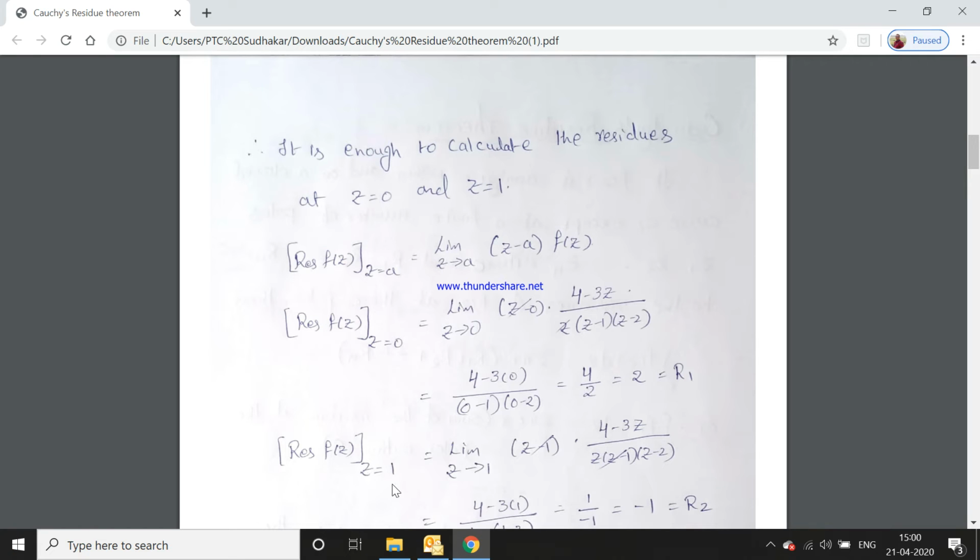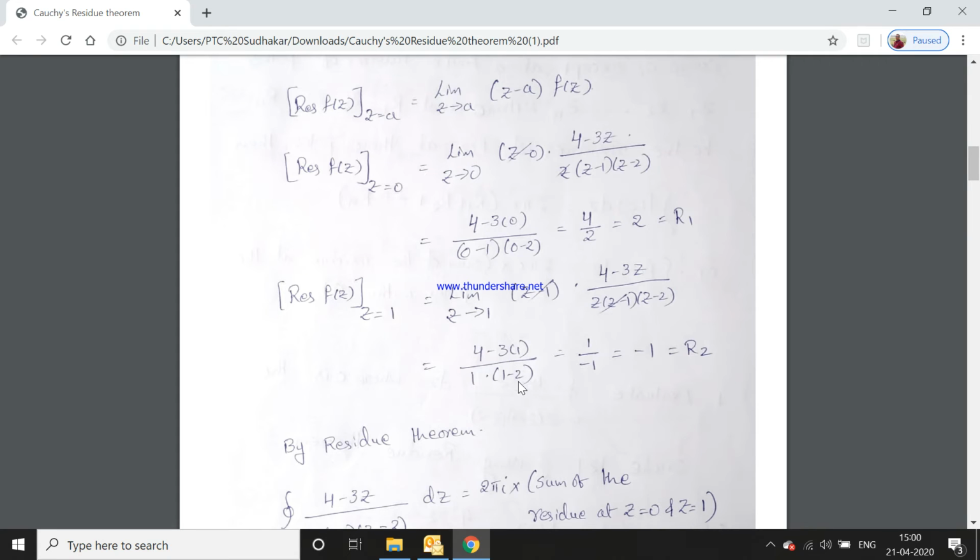Next, the residue at z equal to 1: limit z tends to 1 of (z minus 1) times f(z), that is (4 minus 3z) by z(z minus 1)(z minus 2). The z minus 1 factors cancel. Then applying z tends to 1, that is (4 minus 3) by 1 times (1 minus 2), that is 1 by minus 1, whose value is minus 1. So the residue R2 is minus 1.